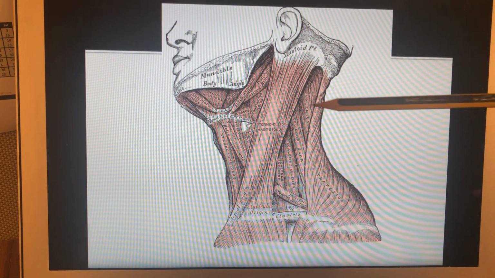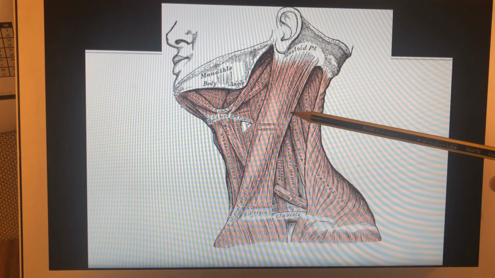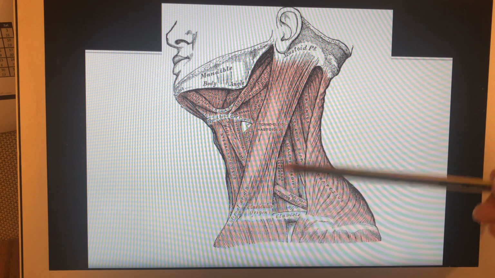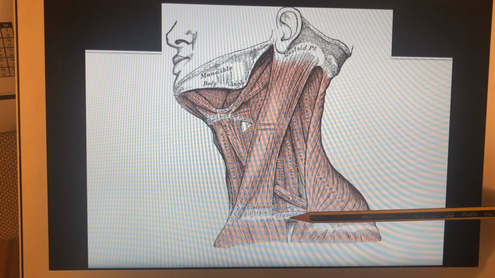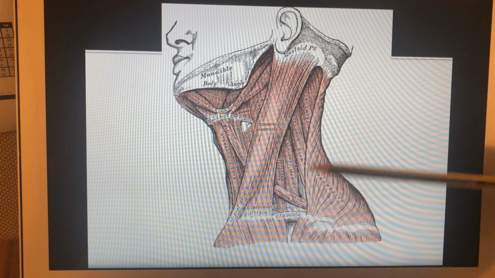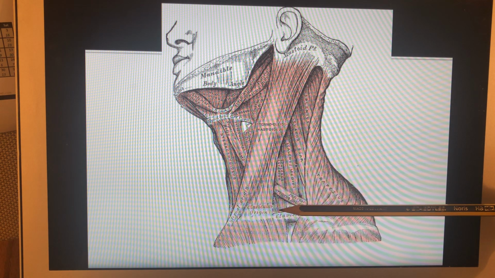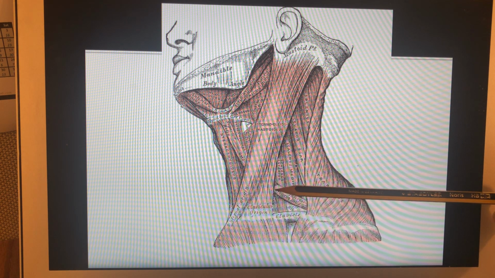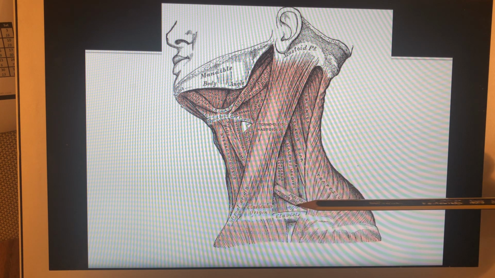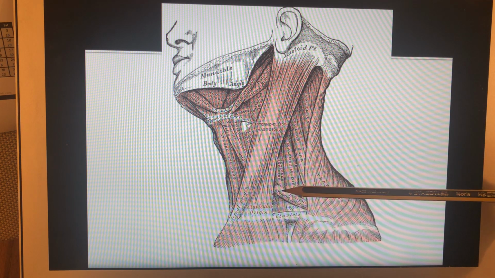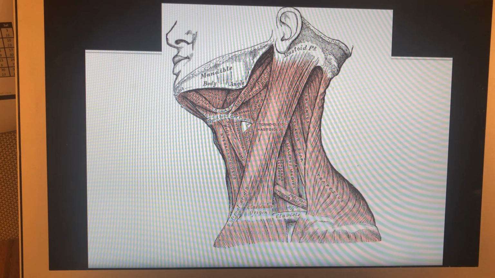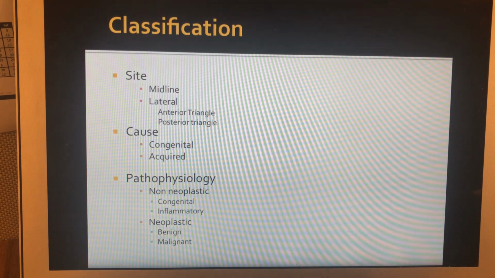The lateral neck triangle, on the other hand, is lateral to the sternomastoid muscle, above the clavicle, and anterior to the trapezius muscle. It's subclassified into the supraclavicular triangle below the posterior belly of the omohyoid muscle, and the occipital triangle above the posterior belly of the omohyoid.